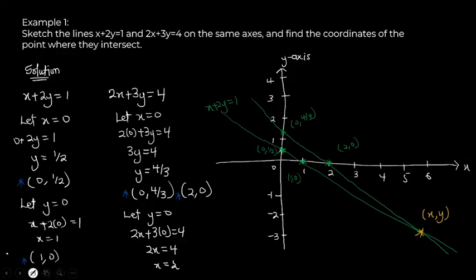So let's look at that. The equation we had was x plus 2y is equal to 1 as our first equation, and then we have our second equation to be 2x plus 3y is equal to 4 as equation 2.